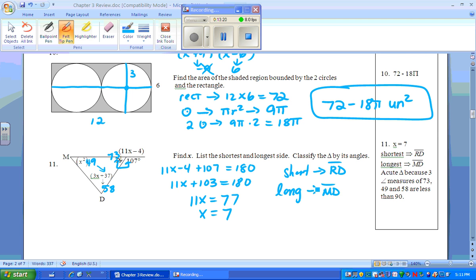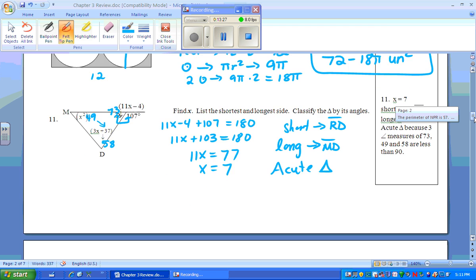Classify it by its angles. We'll look at all 3 angles. All 3 angles are less than 90 degrees, so all 3 of them are acute. So it's an acute triangle.